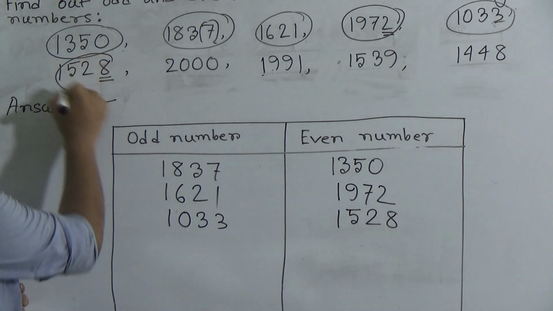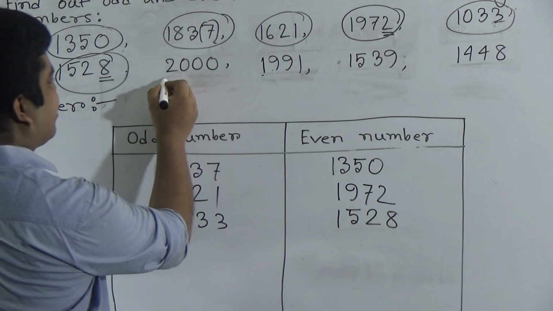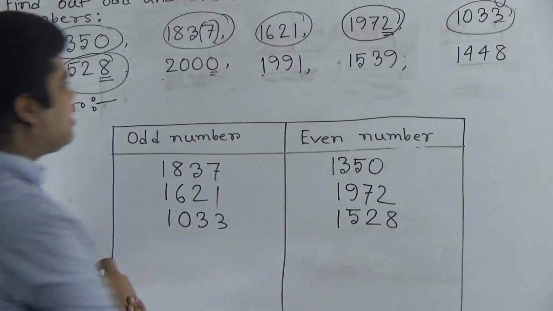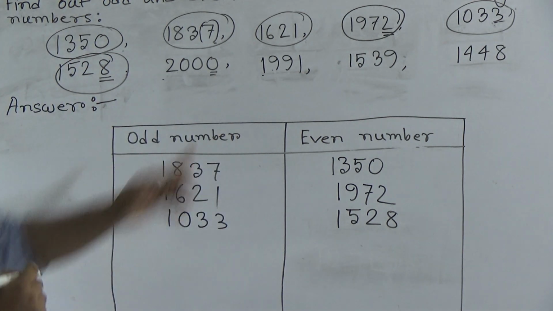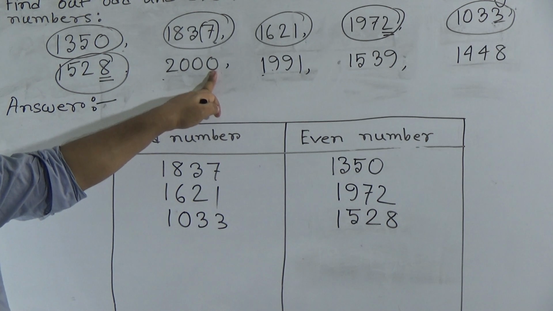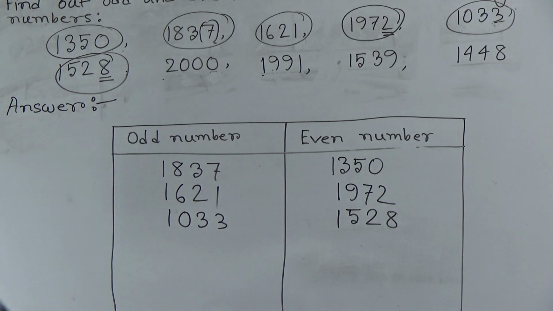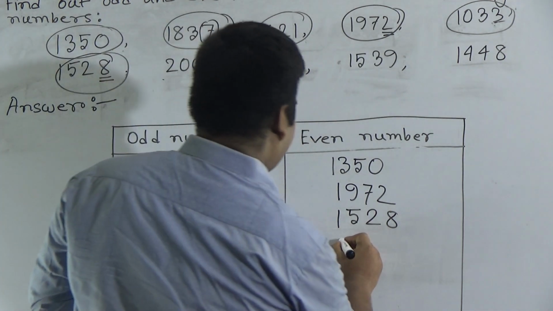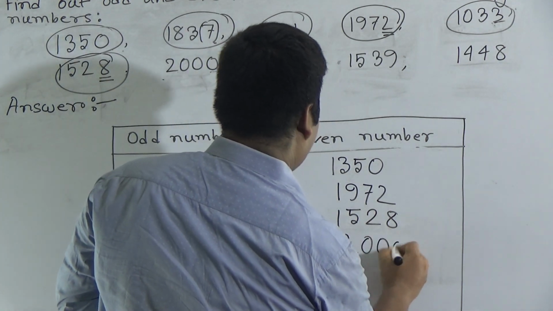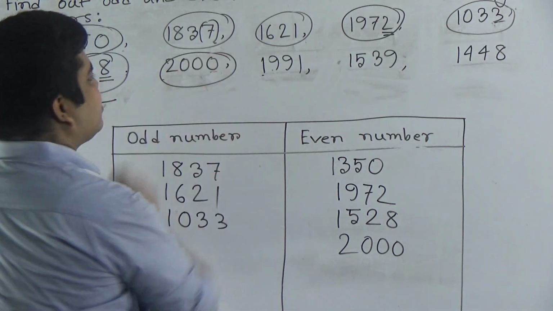So this is done, and our next number is 2000. We check only its ones place number, and it is 0. As 0 is the notation of an even number, so we can say 2000 is an even number, and we write this in the even number box. I hope you have understood.